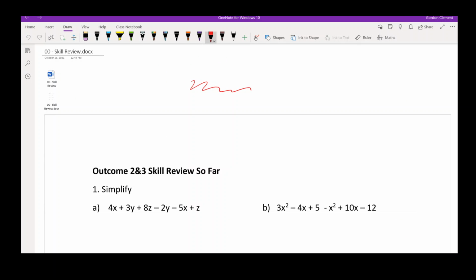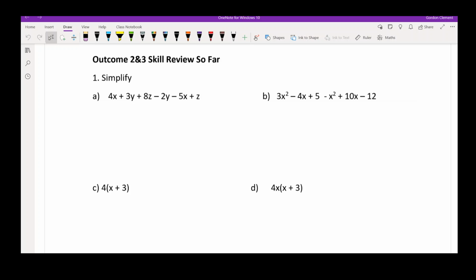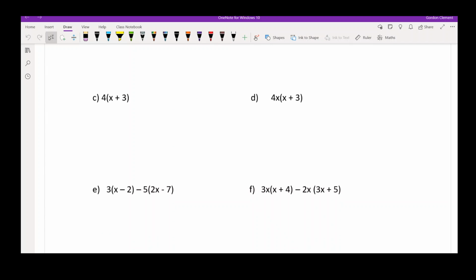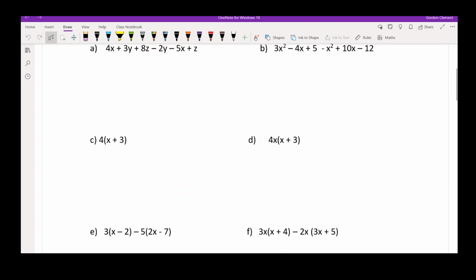Okay, so I'm going to do quick solutions to the Outcome 2-3 skill review so that we're ready to go when we finish up these outcomes next week. So for the first one, we're reviewing some of our algebra simplifying skills. We've got combining like terms for the first two, distribution for the next two, and then those two things mushed into the same question in the last two.